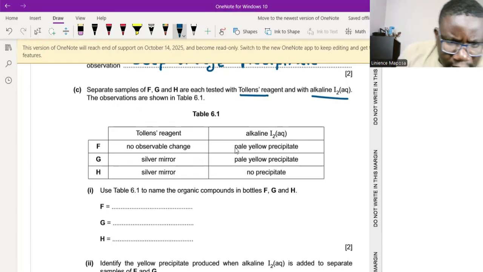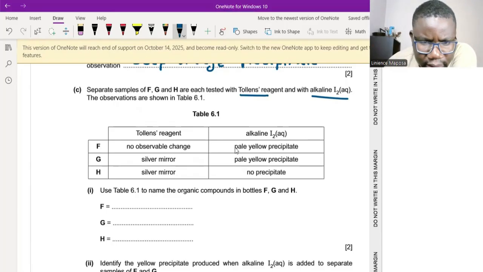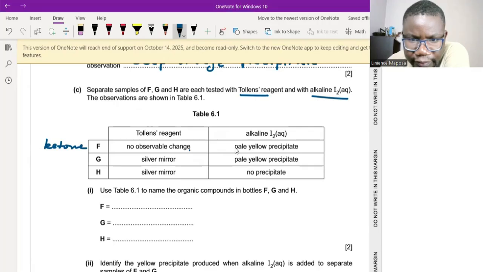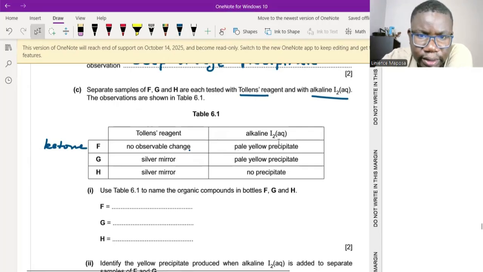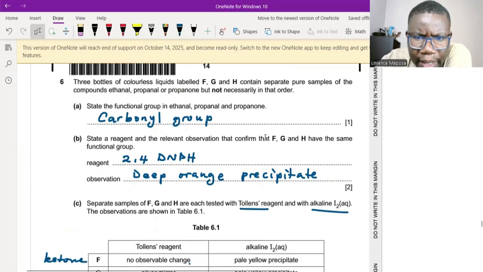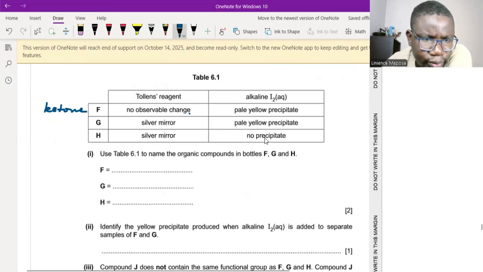So the table here, Tollens' reagent, alkaline, F gave no observable change with Tollens' test, which is for aldehydes. So F is the ketone. And what was our ketone again? Confirmed, because it gave a pale yellow, so it has to be a methyl ketone. What was our ketone? Propanone. So that makes sense because propanone is like this, so it's a methyl ketone. So this one, F, would have been propanone.